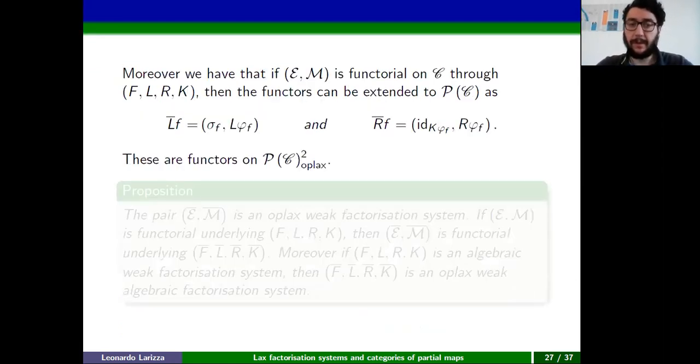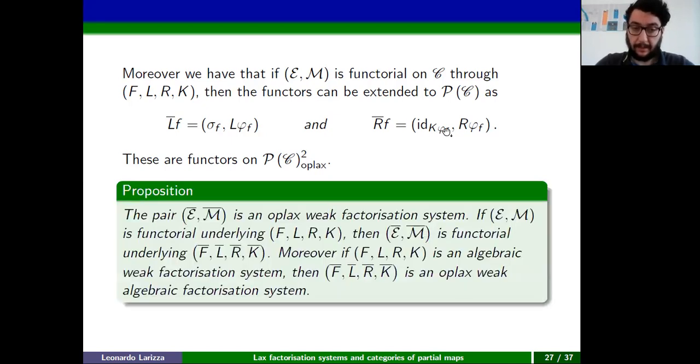And moreover, whenever (E, M) is functorial in the traditional sense, then one can extend the functorial factorization on C to a no-lax functorial factorization on PC. The definition of the two components is given here, and these are proven to be functors for PC. In synthesis, we have that the pair E bar and M bar is a no-lax weak factorization whenever (E, M) is a stable weak factorization on C.